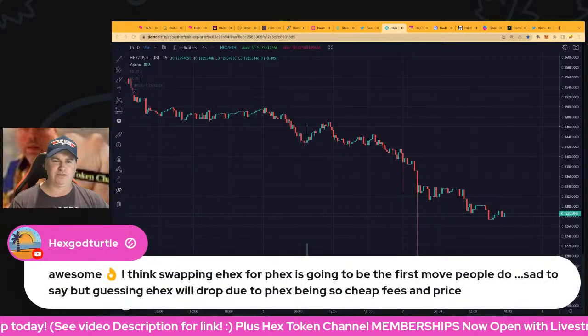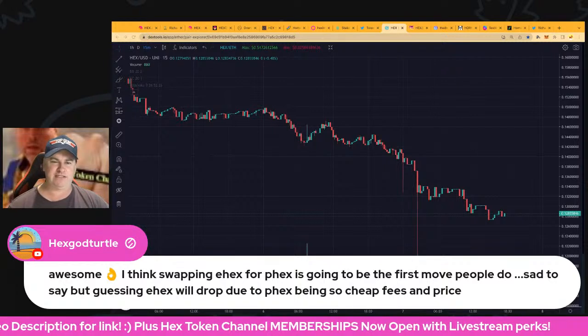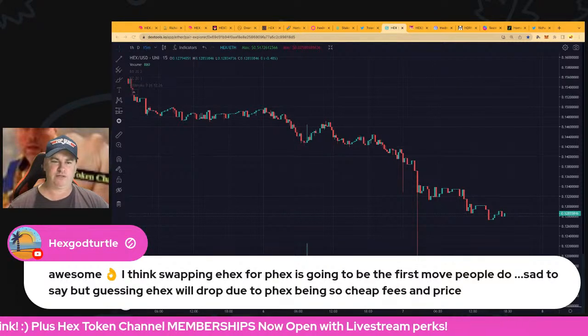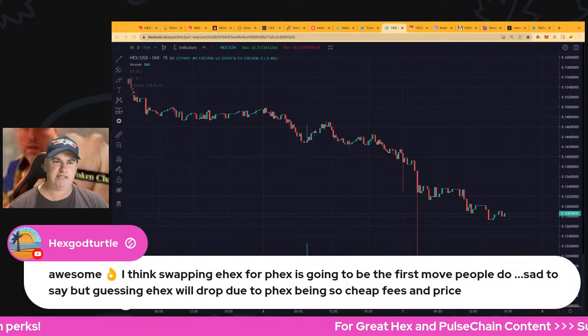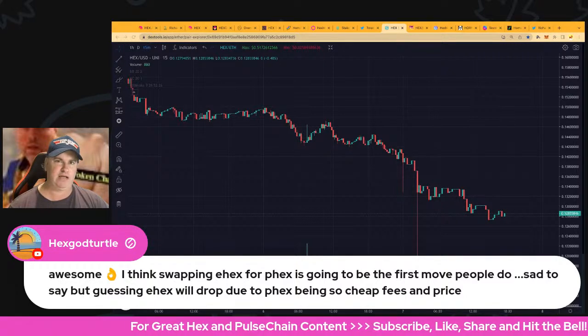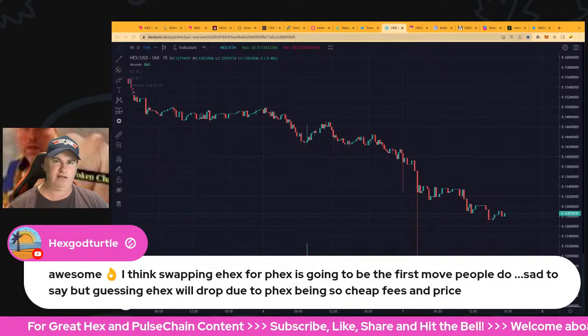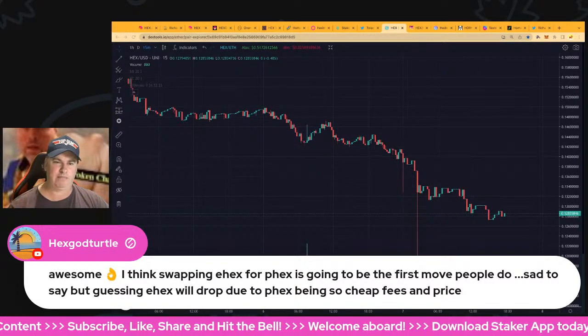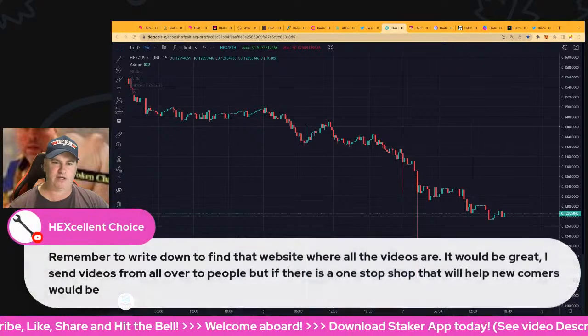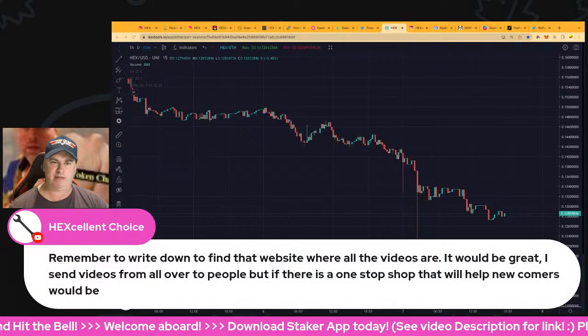Hex Got Turtle says, awesome. I think swapping EHEX for PHEX is going to be the first move. Sad to say, but guessing EHEX will drop due to PHEX being so cheap in fees and price. I think there will be a certain amount of people that do, Hex Got Turtle, but the whales may just let the price do what it's going to do. And then what you might find is after there's a lull, the whales may come in and buy Hex on Ethereum and buy that up. So just take that into account. There's always that big play there.